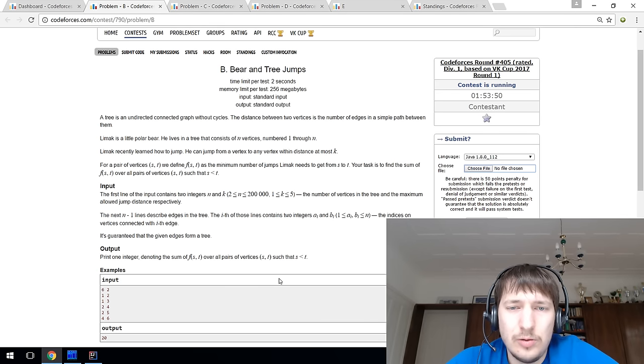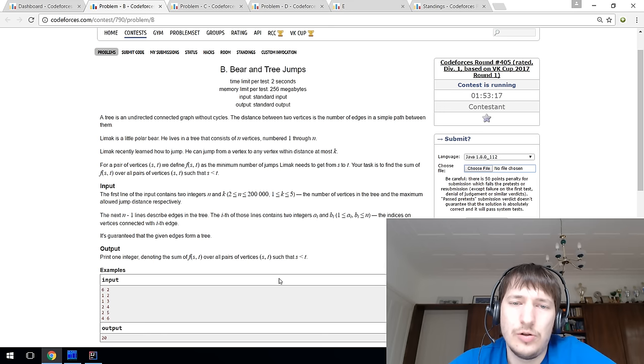Okay, so what can we do? I guess the easiest would be to just, for every subtree, find the total distance over all vertices where the remainder modulo k is 0, 1, 2, and so on up to k minus 1, and we can join those things together.